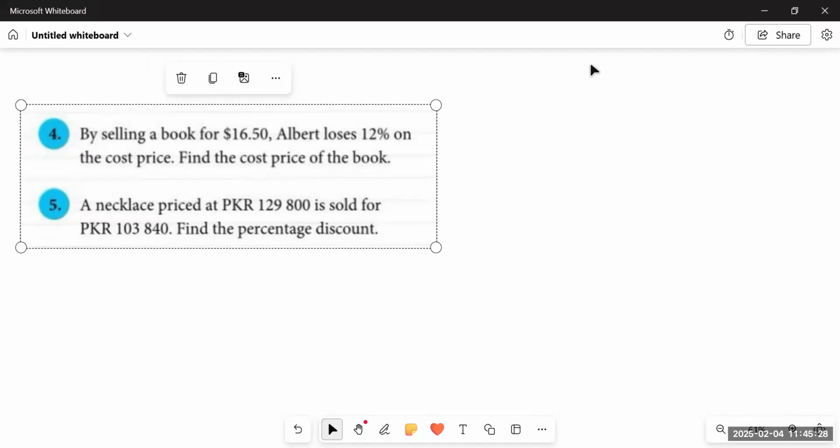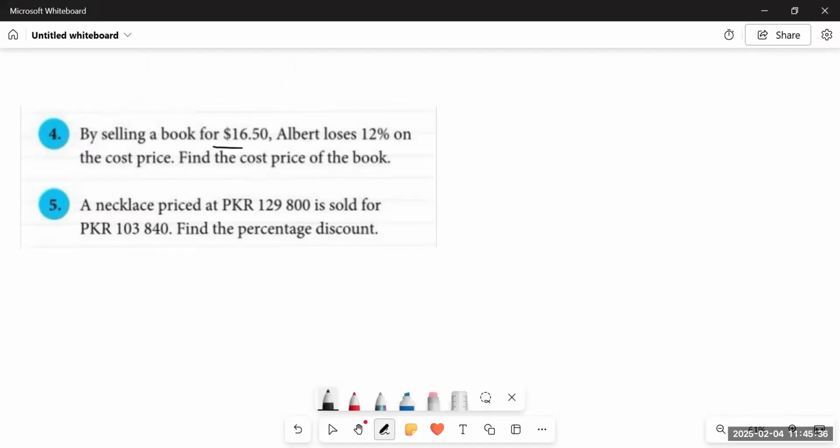It says, by selling a book for $16.5. Selling a book means the price given is the selling price. First of all, we have to figure out whether the given quantities are the selling price, the cost price, or the profit or loss. Since they say by selling a book for $16.5, it means $16.5 is the selling price of the book. Albert loses 12% on the cost price. It means the percentage loss on the cost price is given.